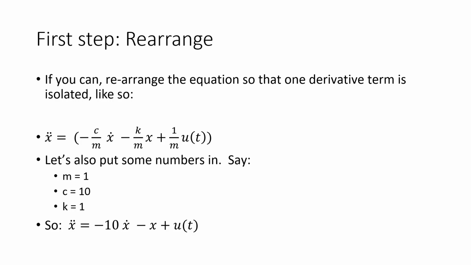We also need numbers, so again, this is for numeric solutions. It is not for algebraic solutions, and so I just chose some somewhat random numbers. M is 1, c is 10, and k is 1, and then plugging them in. Here's my equation here. So x double dot is negative 10x dot minus x plus u of t. So that's what we're going to be simulating today. So I'm going to go to MATLAB now.